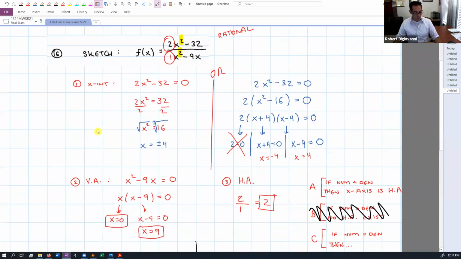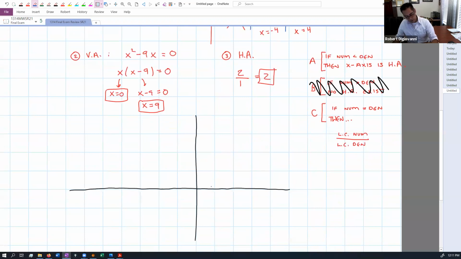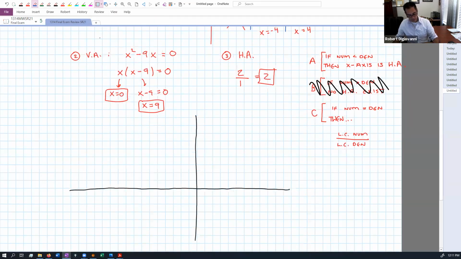Okay, let me get our X-intercepts first. These are part of our graph, the X-intercepts, 4 and -4. I should have used a different graph. There we go. 4, so 1, 2, 3, 4. Here at 4, we have an X-intercept. At -4, we have another X-intercept. Those are points on our graph.